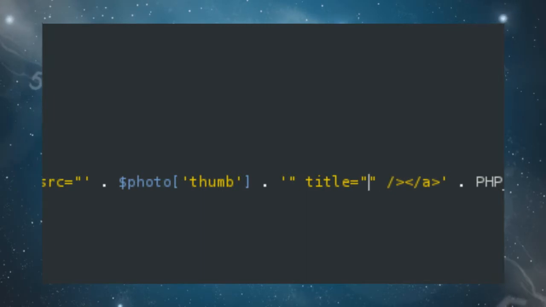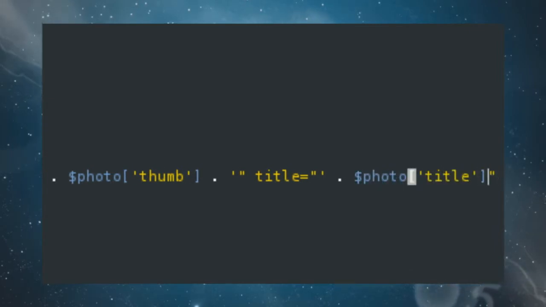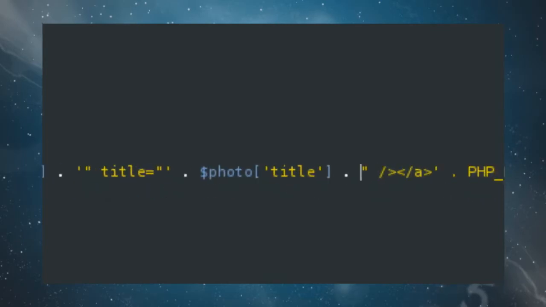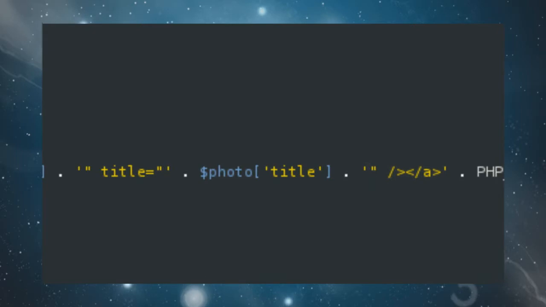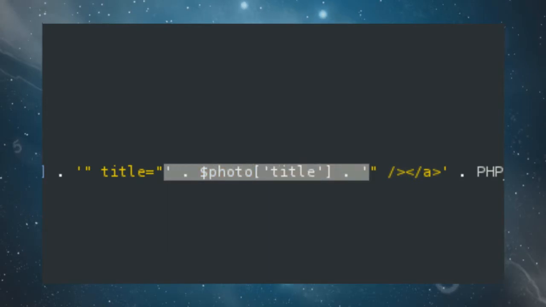It's empty. Now, an apostrophe dot $photo title. Oh, if I could type properly. There we go. Okay, so it looks like that. Nope. Need an apostrophe. There we go. And you understand why I put that apostrophe? That opens this up. So this is HTML output. This is PHP output from my array, the title.